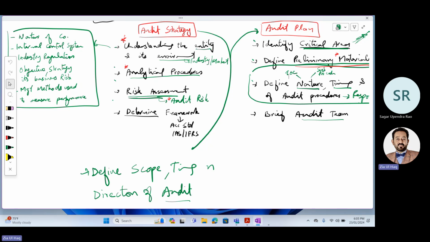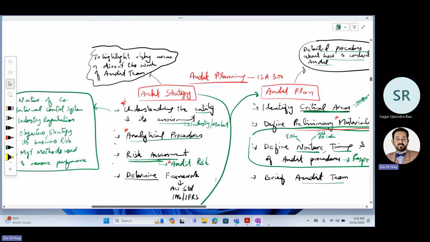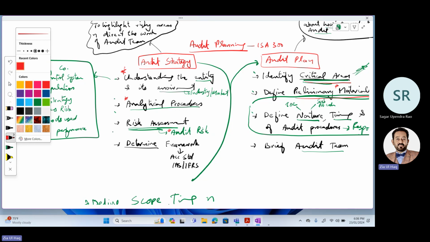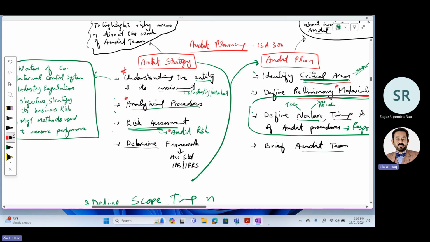The risky areas we have highlighted through the audit strategy, we will define the audit plan accordingly. What are the components of the audit plan? Identification of critical areas. We will include the risky areas in the audit plan for the audit team, so that they are aware of the high risk areas, where the chances of misstatement are high. Those high risk areas will be called critical, meaning important areas from the audit point of view, where we need to check things in more detail and spend more time during the audit.